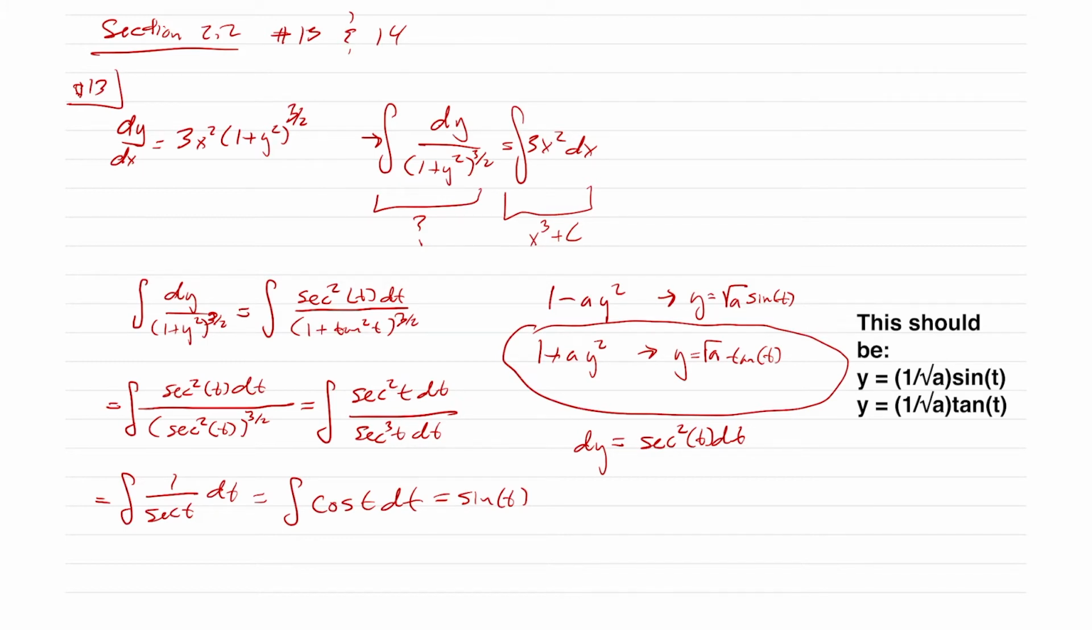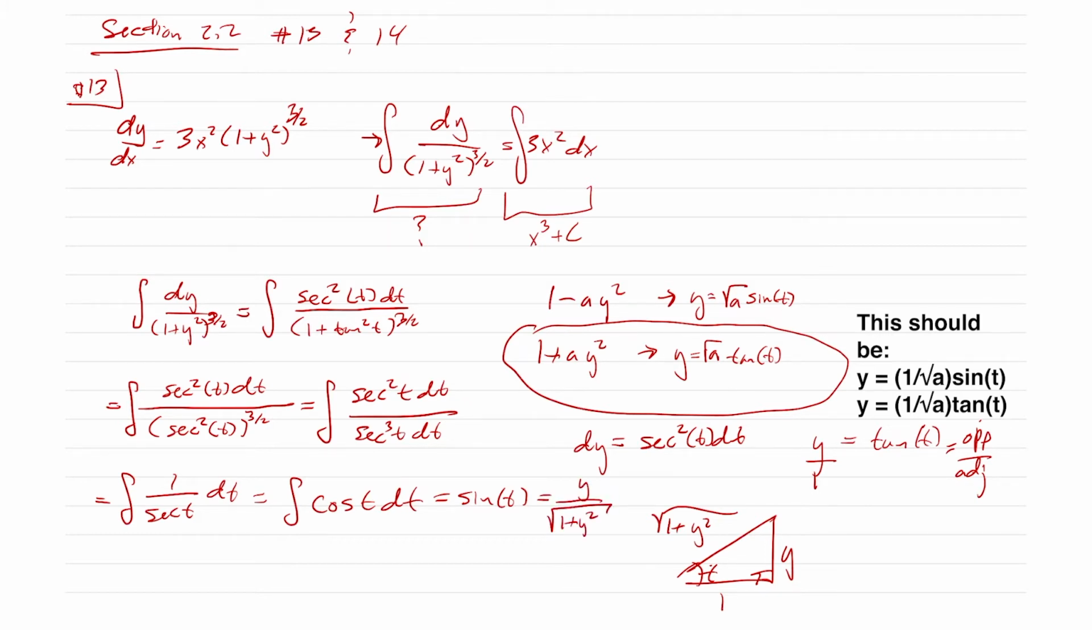What we're going to do is notice that we set y equal to tangent of t. Well, y over 1 is equal to tangent of t, and if we think of this as opposite over adjacent, then we have some angle t, with y and 1 as the legs, and the hypotenuse is the square root of 1 plus y squared. Now if I want to take sine of t, it's opposite over hypotenuse, so it's y over the square root of 1 plus y squared. Now we have the left-hand side figured out.